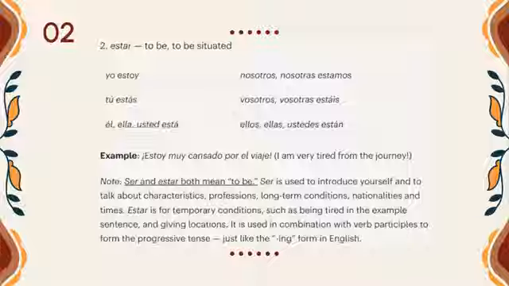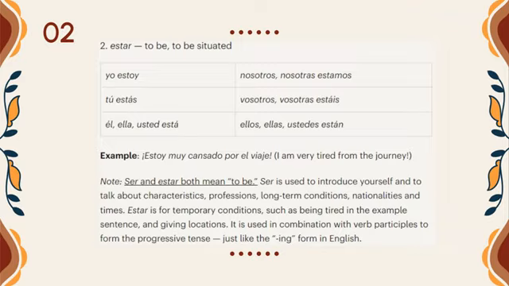But ser is talking about yourself, characteristics, professions, long-term conditions, nationalities, and what I find to be quite the curveball here is times, right? How I think about all the other ones is that this is someone that doesn't really change, right? If somebody's shy, they're shy. If somebody's a doctor, they're a doctor, right? Long term conditions, I mean, it's happening for a long time, right? Nationalities, what you're born as, you don't really change quite often, right?